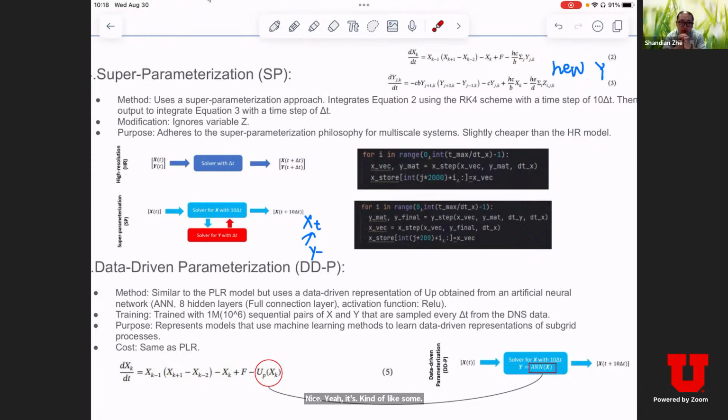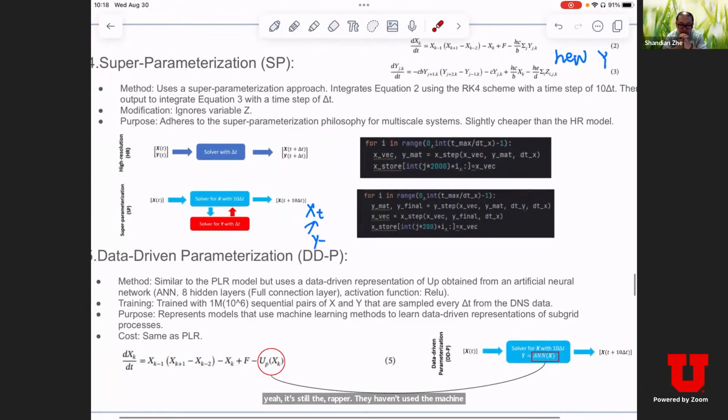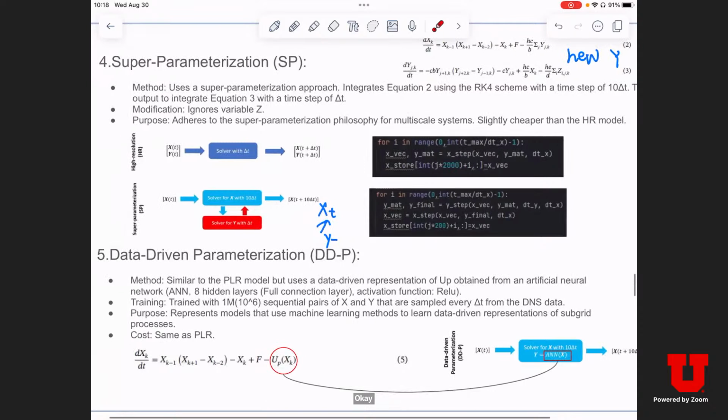Okay, this is another numerical method, right? Yeah, it's still a numerical method. It hasn't used the machine learning method. Okay. Are there any other questions for the SP model?